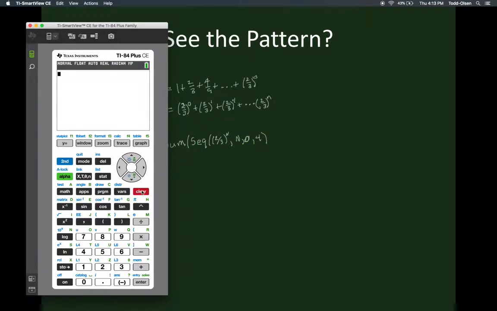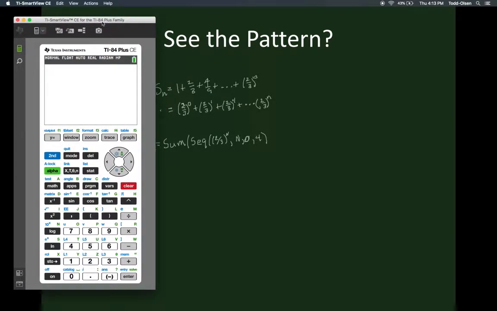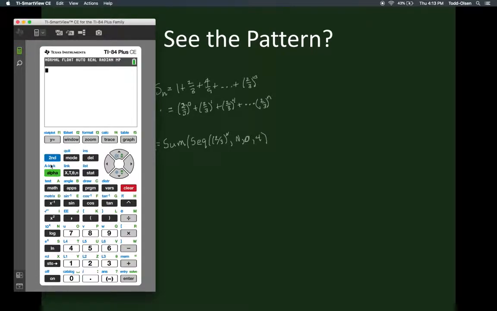So I'm just going to clear this out. And so we're going to do sum. Where's that located? That's second stat, and then arrow to math. Choice 5 is sum. And then I need sequence. So we go second stat, OPS, down to 5. And then we need to have 2/3. So I put a parenthesis, 2 divided by 3, close the parenthesis.